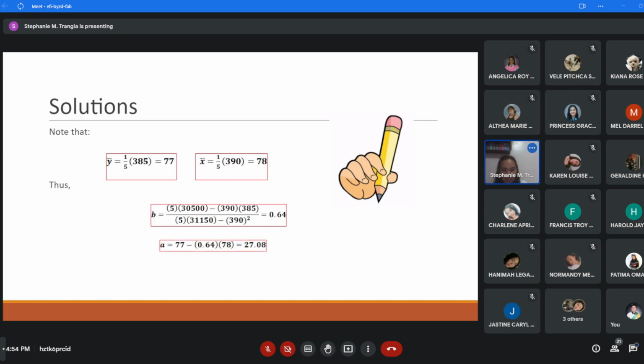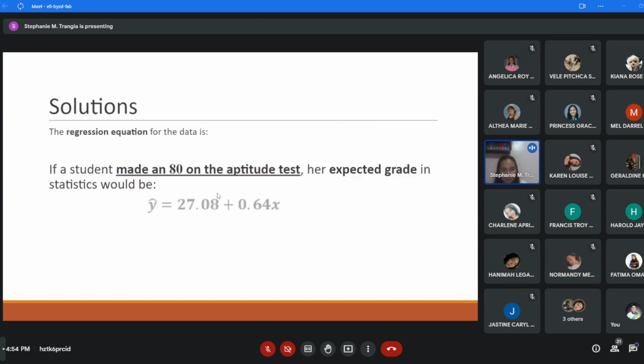Then A is equal to 77, that's Y bar, minus B X bar. So B is 0.64 times X bar, which is 78. Thus, the regression equation for this data is y hat. We do not use mu sub y because we are only estimating. So the estimator of mu sub y is y hat equal to your intercept, that's A, 27.08 plus bx.